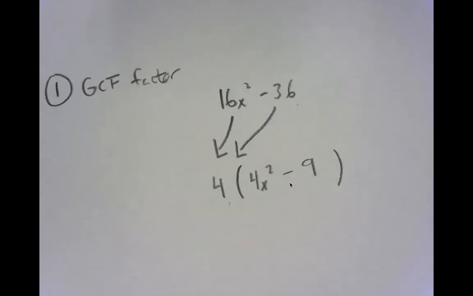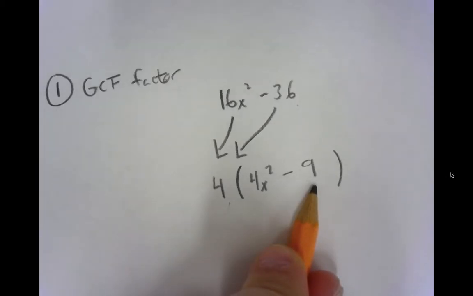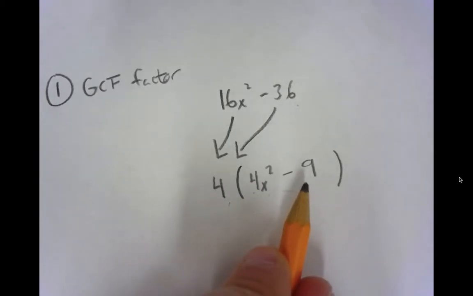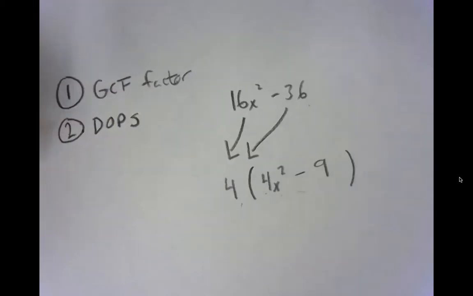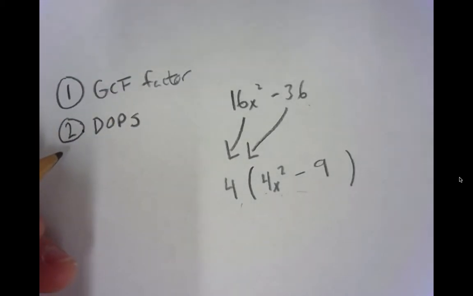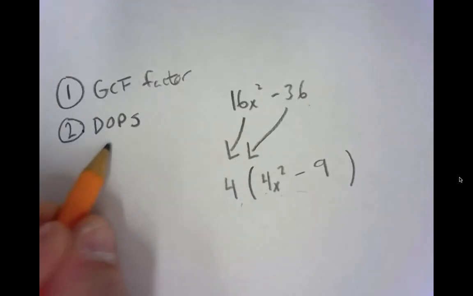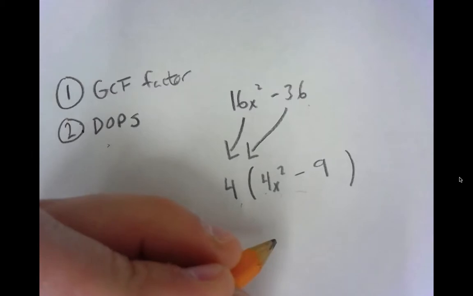I notice here I've got two terms, 4x squared and minus 9. They're subtracting from each other, and everything here is still a perfect square. 4x squared and 9 are all perfect squares. So that goes to our second method for factoring, which is difference of perfect squares. If you know you're factoring, that's the second one you should always try out. If I've got two terms, they're subtracting, and everything is perfect squares, I can do that. The way you do difference of perfect squares is you just get the square root of each of your terms, and then you add them and you subtract them.